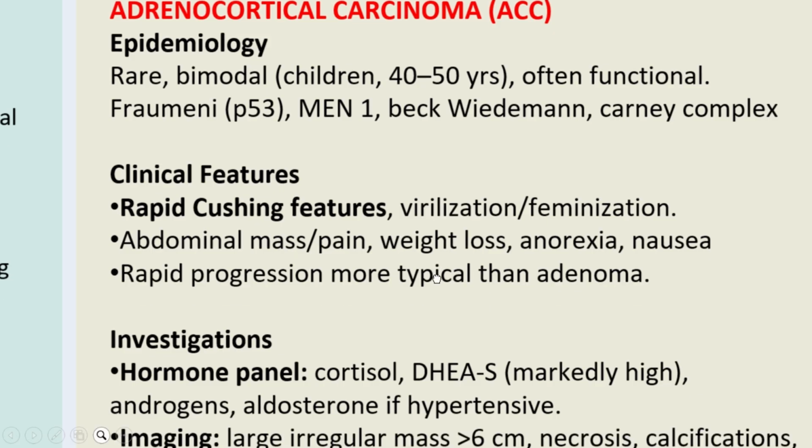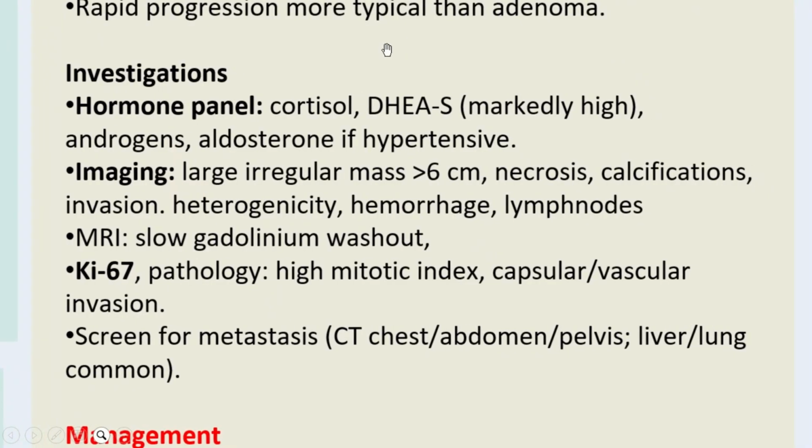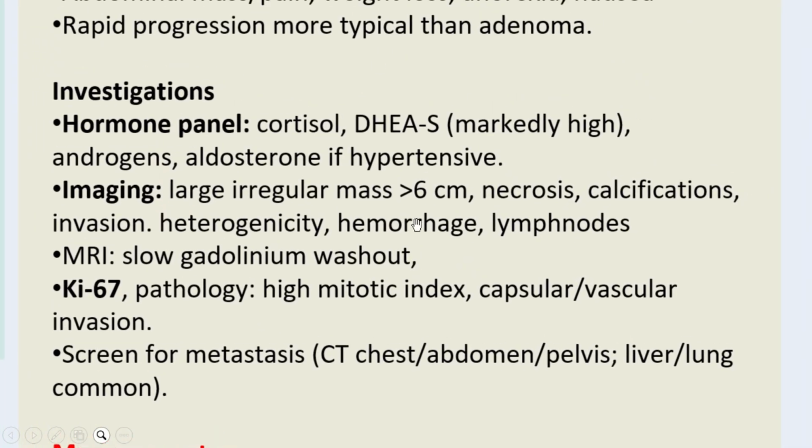Investigations, you want to do a hormone panel because you want to rule out any of the other things: cortisol, dehydroepiandrosterone, which will be high, androgens, aldosterone if we are hypertensive. Most of the time you're going to see a large irregular mass that's greater than 6 centimeters. So whenever I say greater than 6 centimeter mass, you want to really question yourself about malignancy, necrosis, calcifications, invasion, heterogeneity, hemorrhage, and lymph nodes. These are all features on CT that you can see.